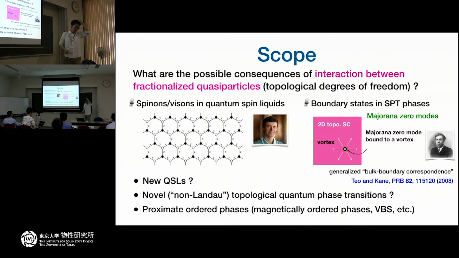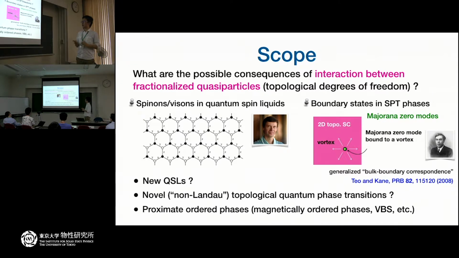Okay. Let me give you my scope. I'm interested in the effect of interactions among particles that emerge out of some topological nature of the wave function. For instance, as Christian talked about, the interaction between spinons in quantum spin liquids will induce a transition into an ordered phase, like a magnetic ordered phase or a valence bond solid phase. And recently, people are working on creating systems of Majorana fermions in some artificial setups. The Majorana fermions are also some kind of fractionalized particles on the edge.